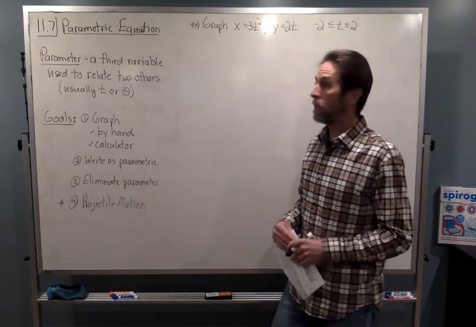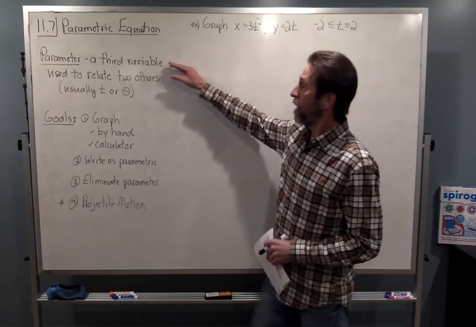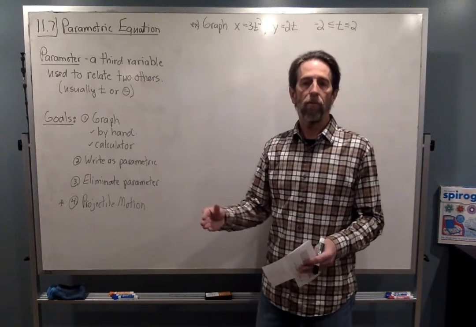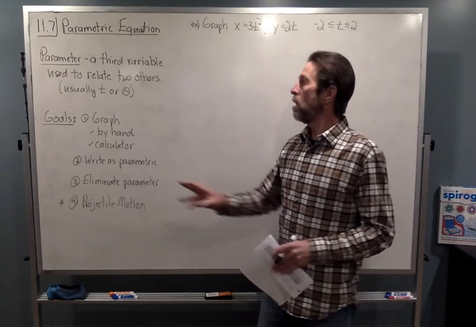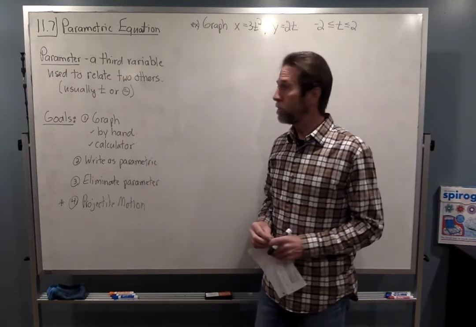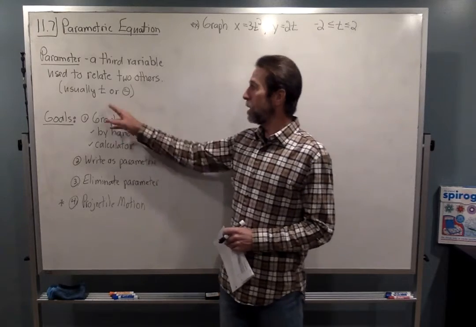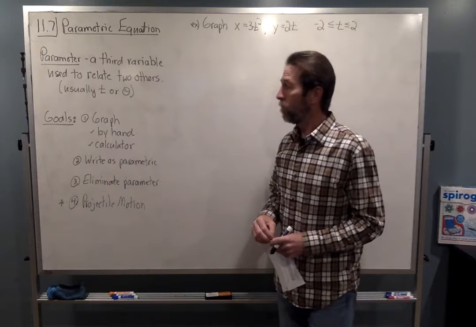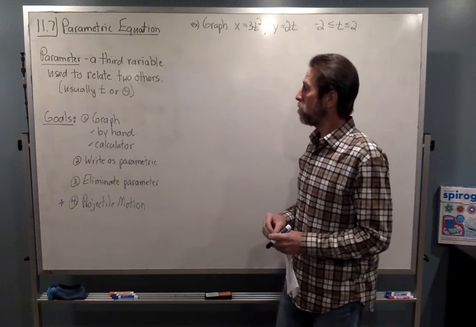So let's get into this. To define a parameter, I'm just going to call it a third variable. It could be a fourth or a fifth if we have several equations. We'll just say a third variable used to relate to other variables. And usually the variable is either a t or a theta. And you'll hopefully see why as we go through some of these.